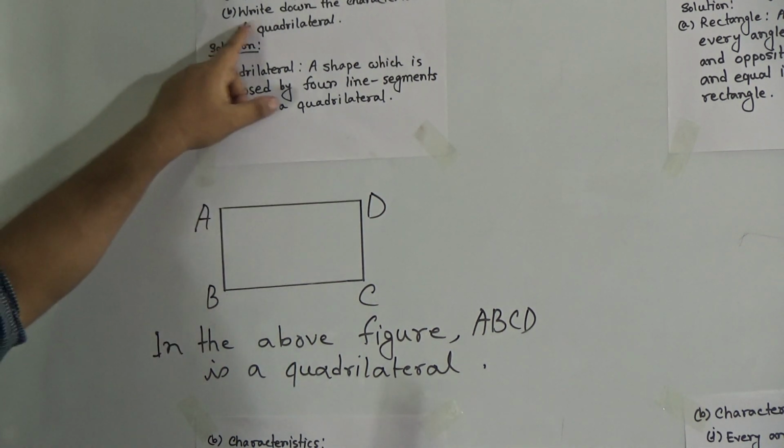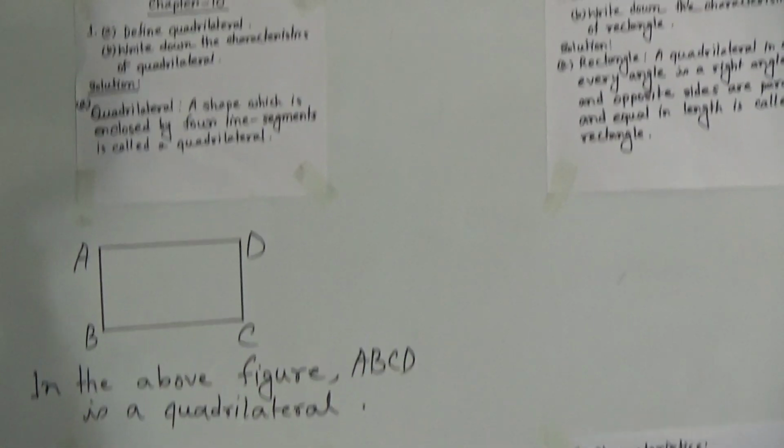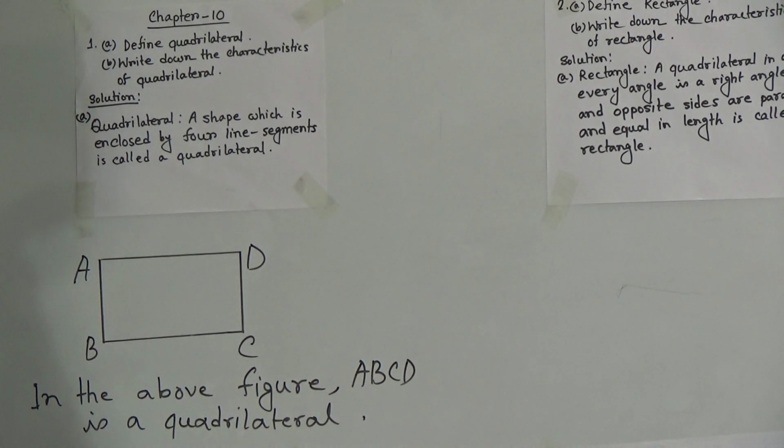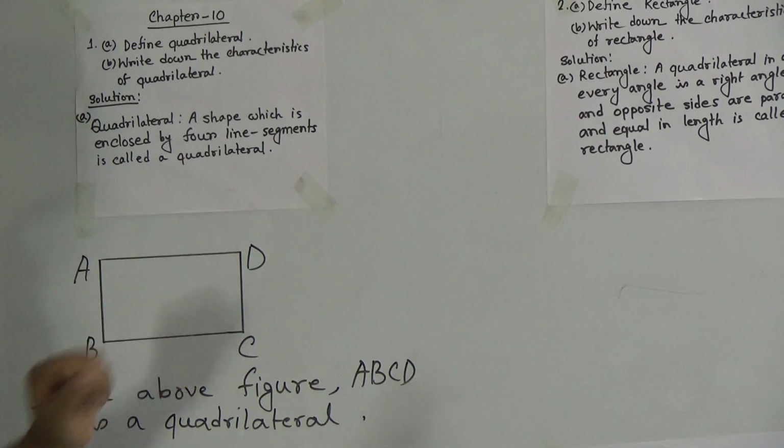I hope you have understood. Now question b, write down the characteristics of quadrilateral. Dear students, as a human I have some characteristics. What are they? I have 2 eyes, I have 1 nose, I have hair, I have 2 ears. Just like this, a figure has some characteristics. Okay, we need to write the characteristics of quadrilateral.